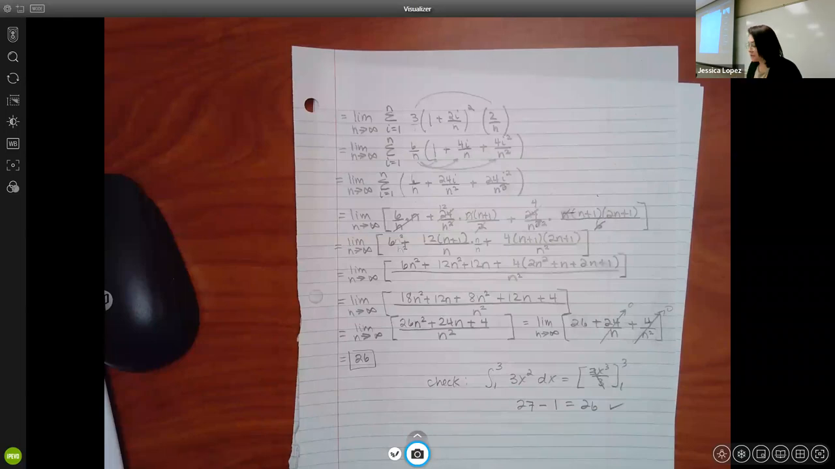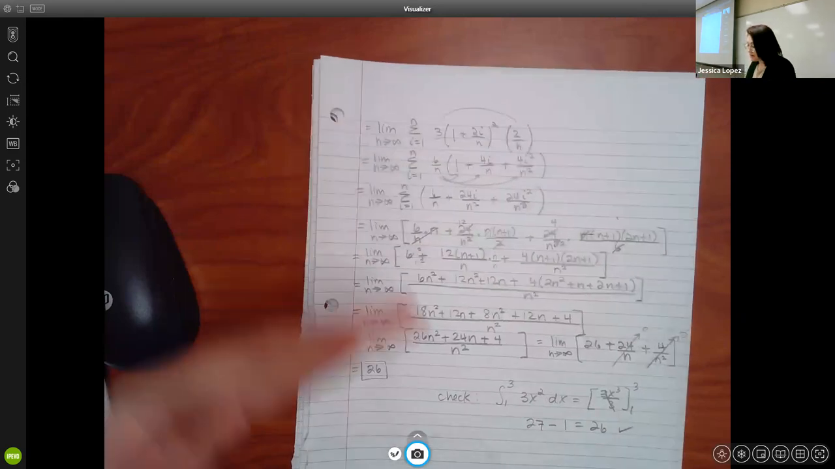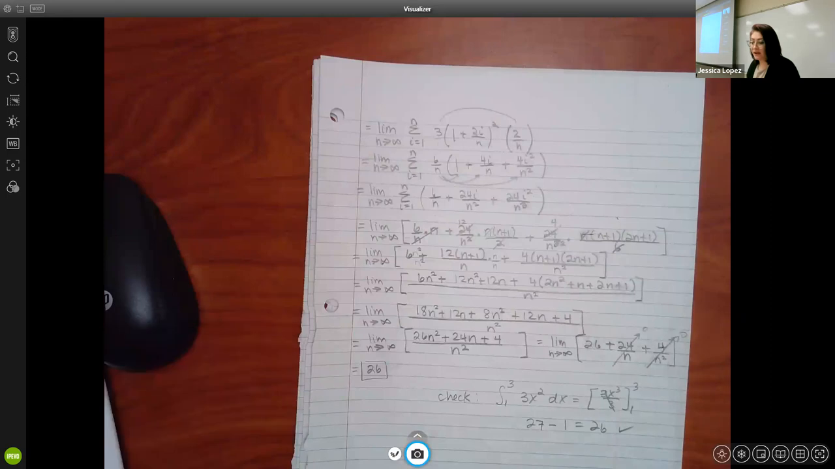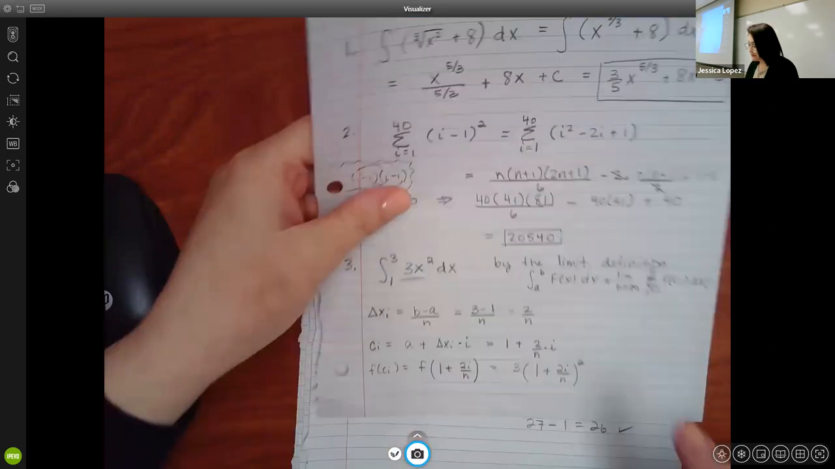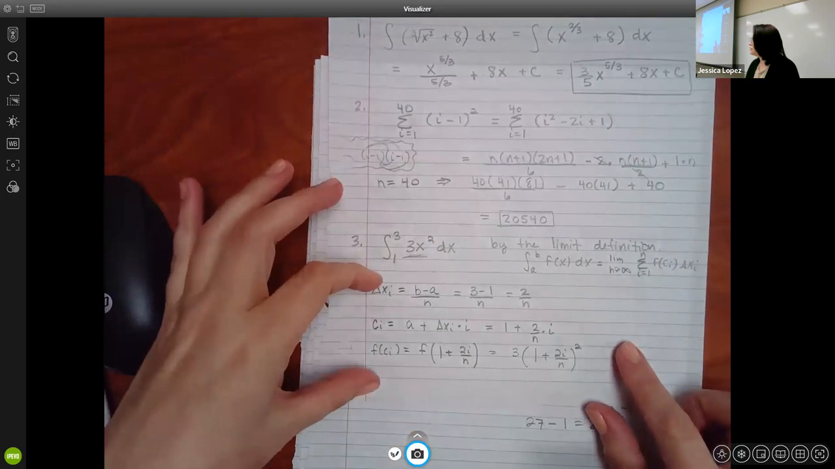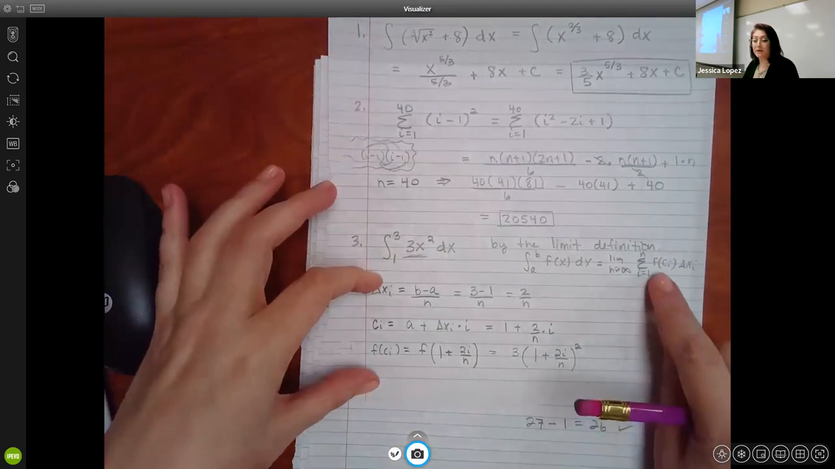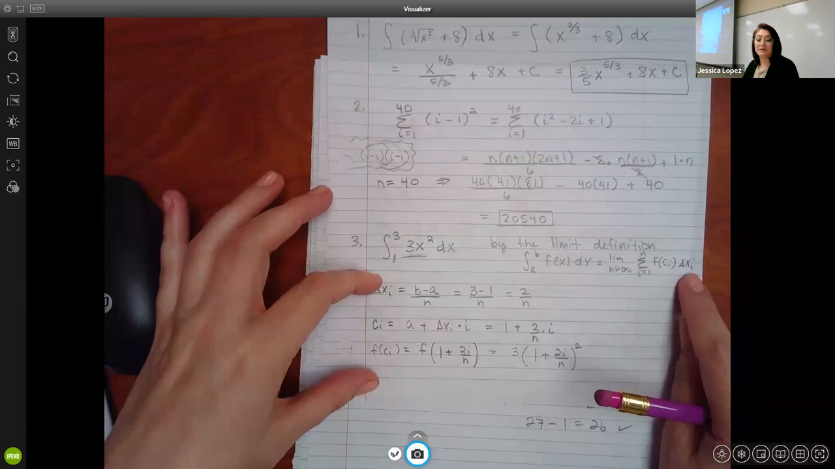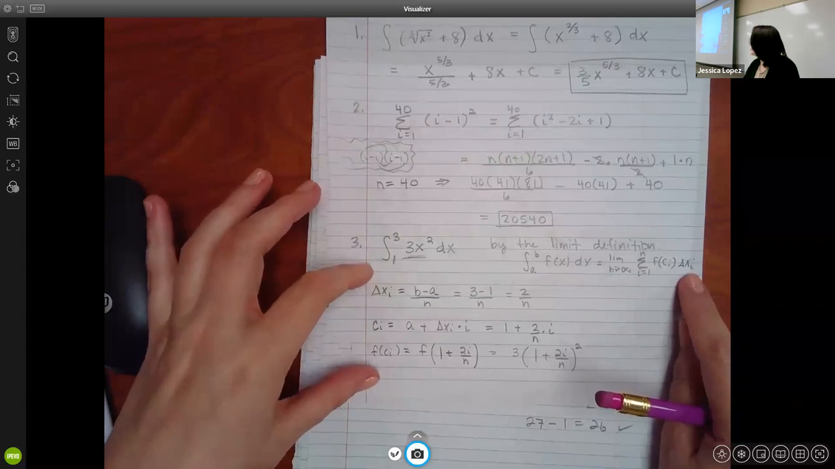So for me personally, if I was writing a note sheet for this particular problem, this is all the algebra part. I would definitely have the summation formulas, okay? And then I would definitely write down this, just so that you know where all those little pieces are coming from, right? Definitely write down how you get all the parts.